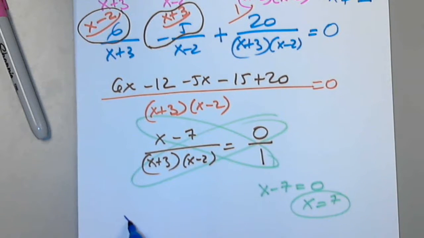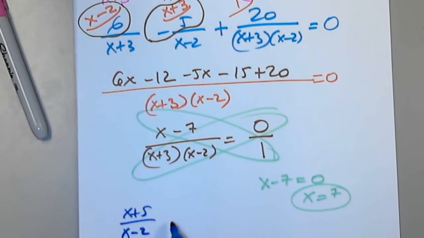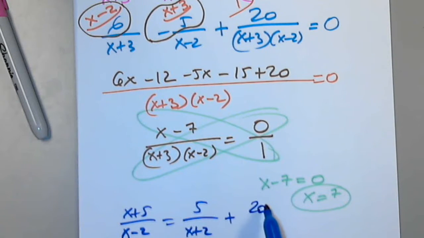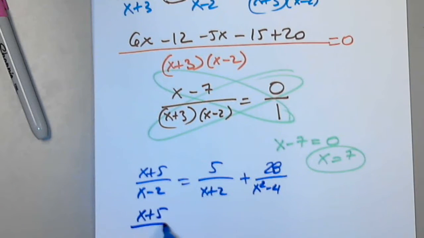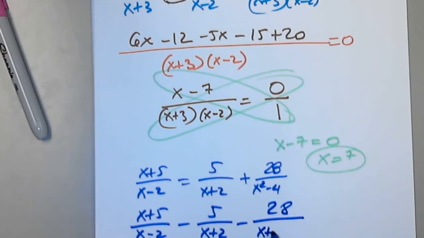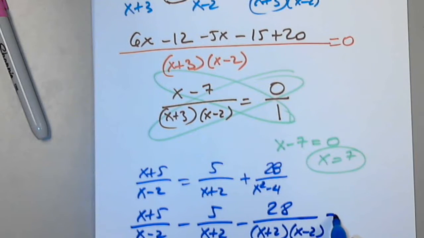Yes. x plus 5 over x minus 2 equals 5 over x plus 2 plus 28 over x squared minus 4. Good. So what type of equation is this? Same, rational. Thank you. Good. So I will do exactly the same thing. x plus 5 over x minus 2 minus 5 over x plus 2 minus 28 over x plus 2 times x minus 2 equals? Very good. Equals 0. Perfect.